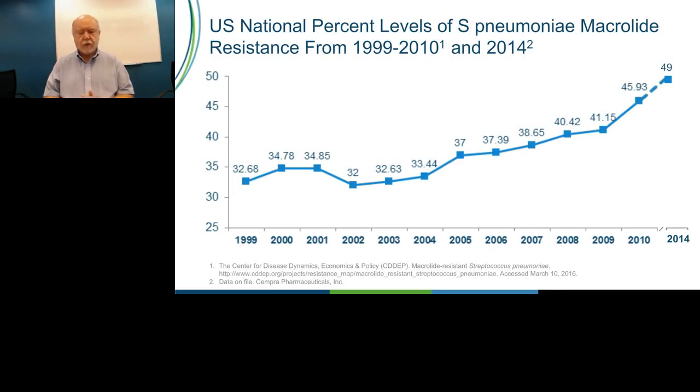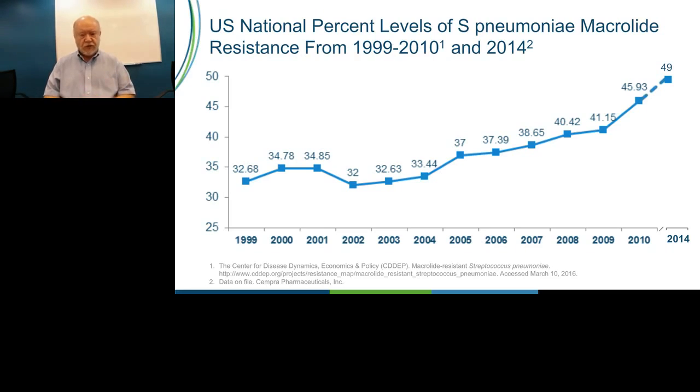We have good data in a variety of locations around the world. I'm going to focus on the US because I think we can tell a good, coherent, consistent story. But equally, I could provide data for Europe and also for Asia. Focusing on the US, I'm looking at Streptococcus pneumoniae, just macrolide resistance. Macrolides would be drugs like erythromycin, clarithromycin, azithromycin. Those are the common ones in the US. In Europe, there are one or two other macrolides available.